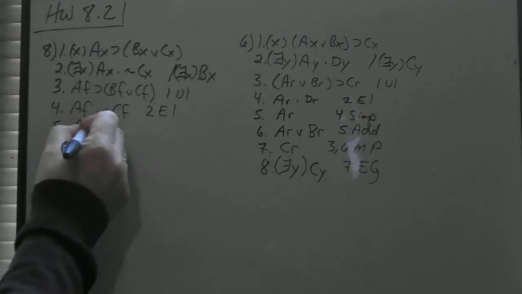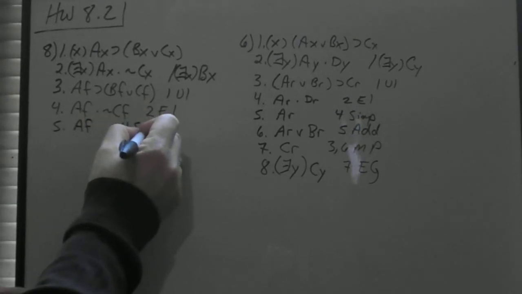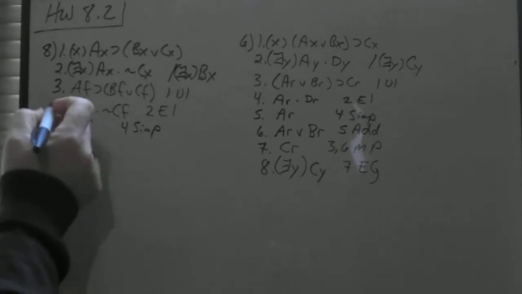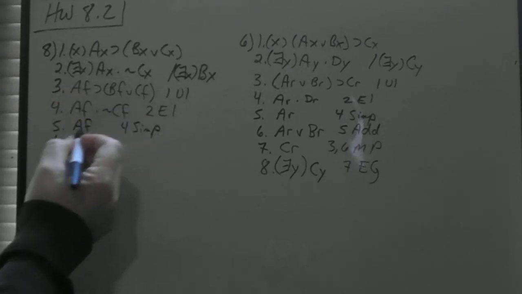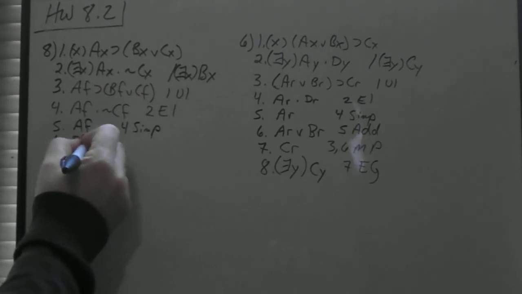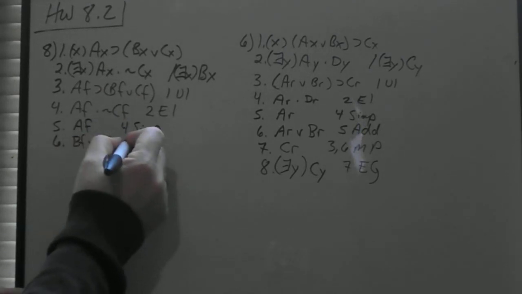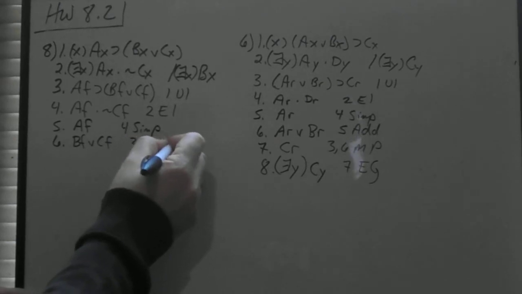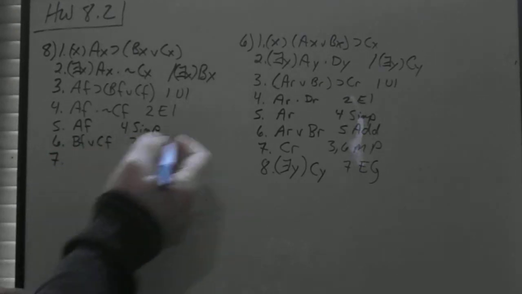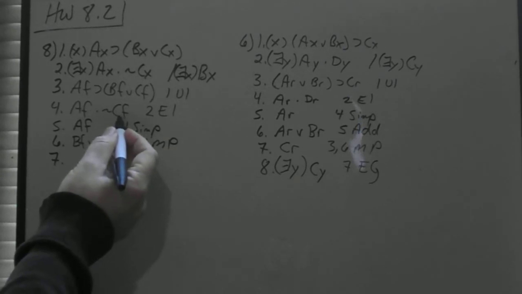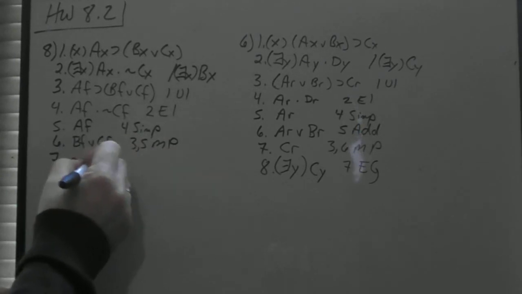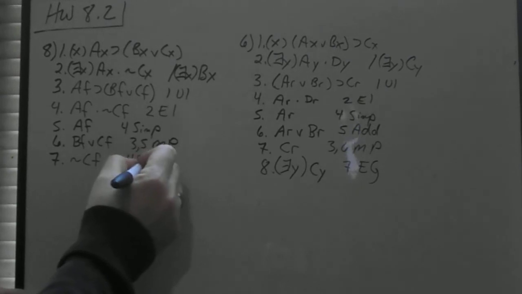Simplify line 4 to AF, and then 3 and 5 make a modus ponens. If AF, then BF or CF, AF, therefore BF or CF. 3 and 5 modus ponens. We want to get to basically BF, all right? So right here on line 4, you've got not CF, so we're going to take that through simplification.